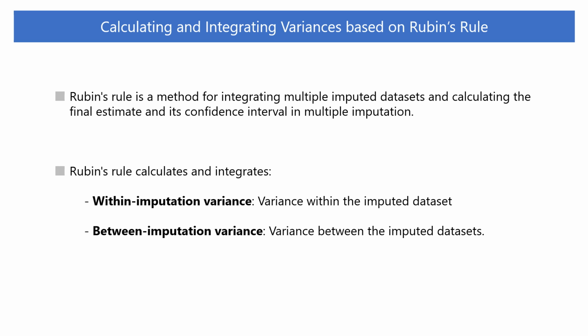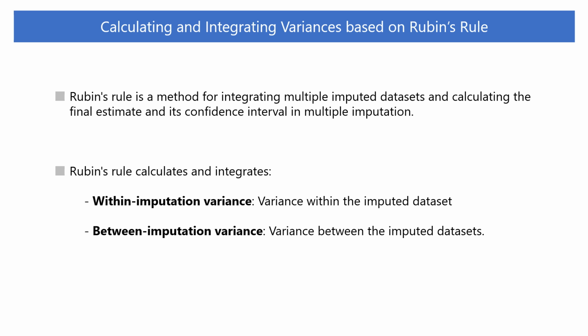Rubin's rule is a method for integrating multiple imputed datasets and calculating the final estimate and its confidence interval in multiple imputation. In order to reflect the uncertainty of the missing data in the imputation, it is necessary to consider not only the average of the estimates between the imputed datasets, but also their variances. Rubin's rule considers these variances to derive a more reliable final estimate.